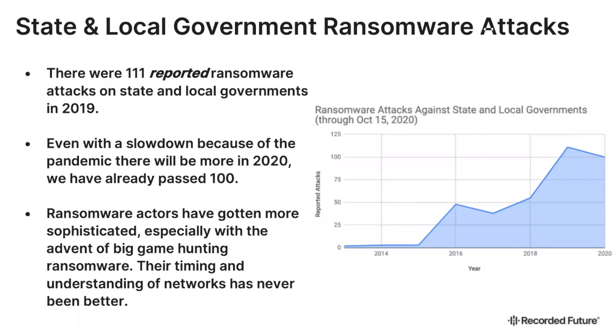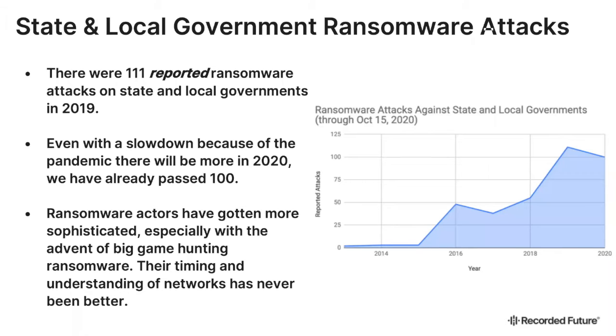So again, go back to, there were 111 reported ransomware attacks on state and local governments in 2019, and even with the slowdown because of coronavirus, we're already past 100 in 2020. Ransomware actors have gotten more sophisticated, and especially with what we call big game hunting.